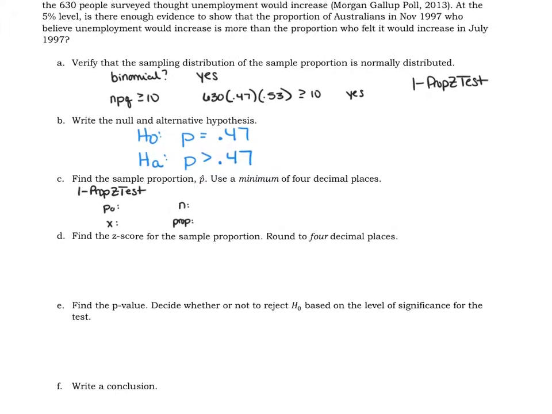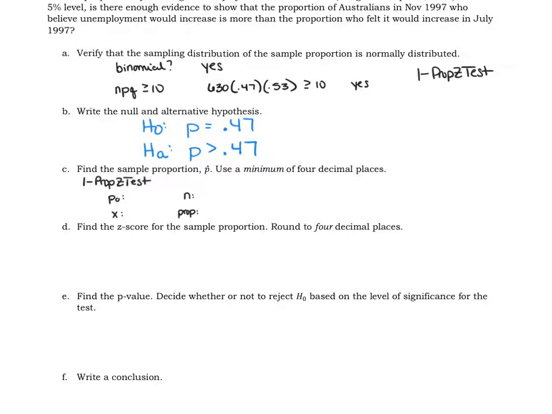So in our calculator, again, you're going to go to that one proportion z-test. So stat, arrow over to tests. P sub 0 is that 0.47, the percentage of people that we originally surveyed who thought unemployment would be going up. X is how many people thought it would go up. In this case, all we said was 50% of those 630 people. I have a feeling you know what 50% of 630 is. So for your X value in your calculator, you need to put 315. N is our 630 people.